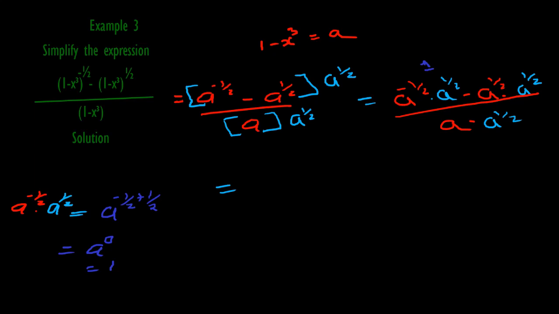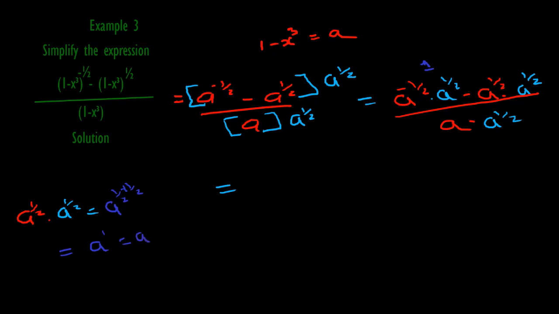The second term in the numerator is a raised to power half times a raised to power half. Laws of indices, same base, you add the powers. So a raised to power a half plus half is 1, and a raised to power 1 is just a. So the second term in the numerator is a.